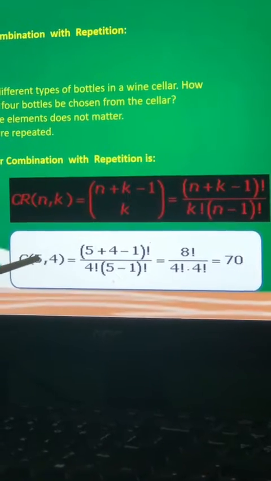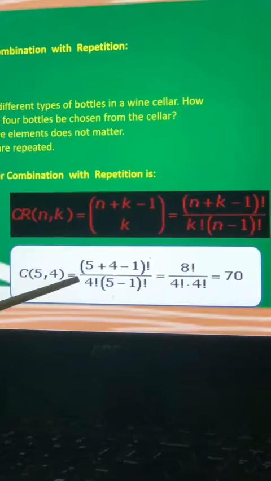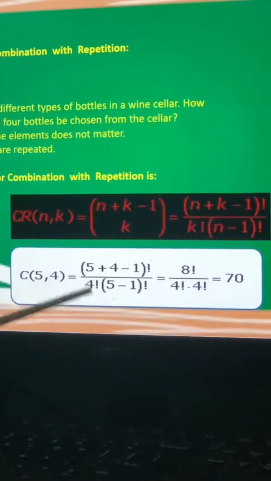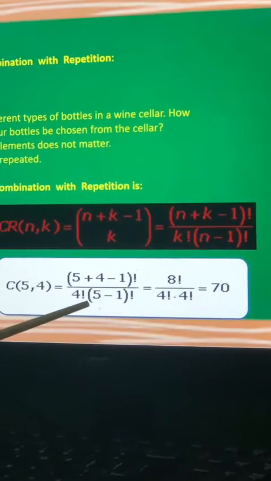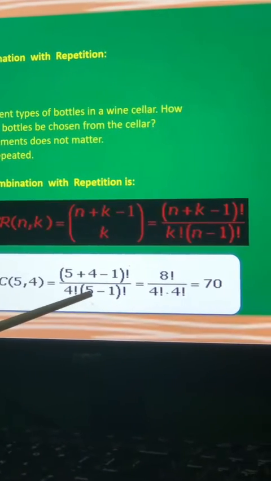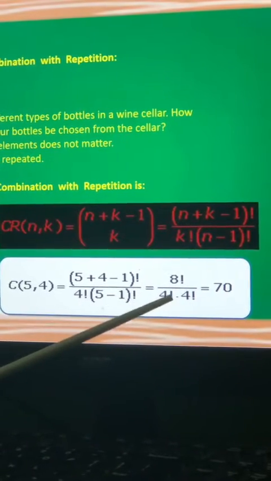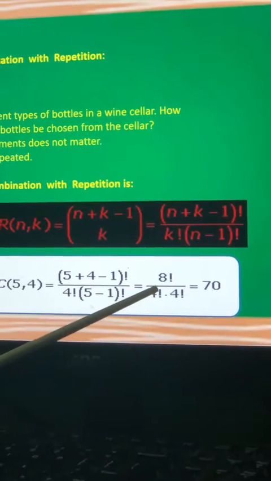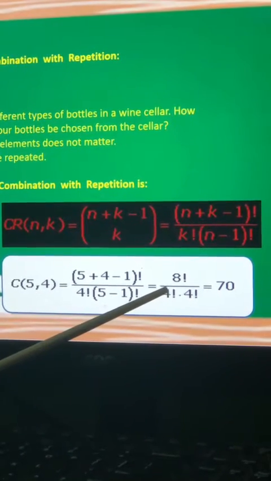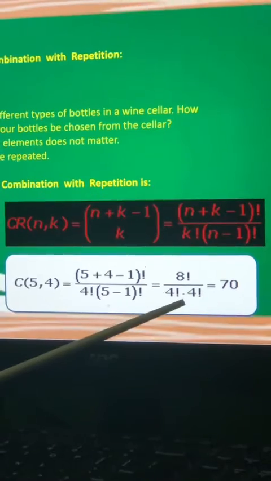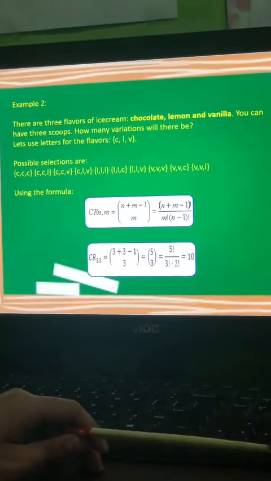C(5, 4) equals (5 + 4 - 1)! over 4! (5 - 1)!, which equals 8! over 4! times 4!, which is equal to 70. Another example is this.